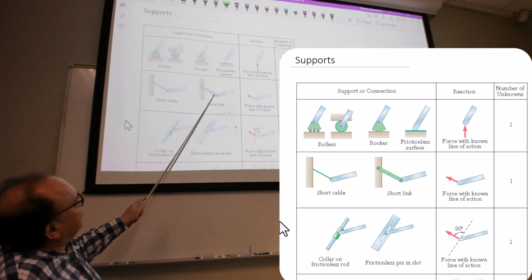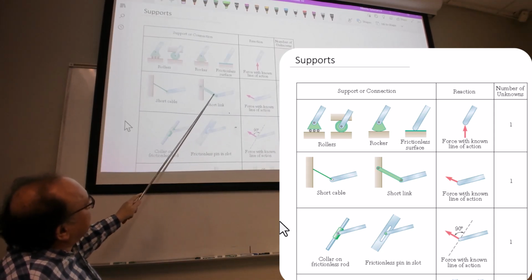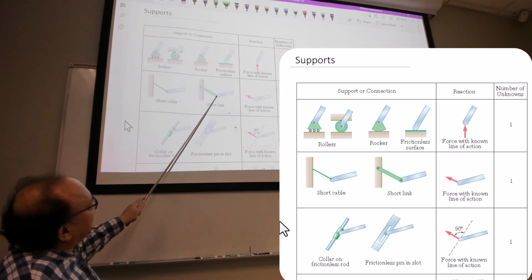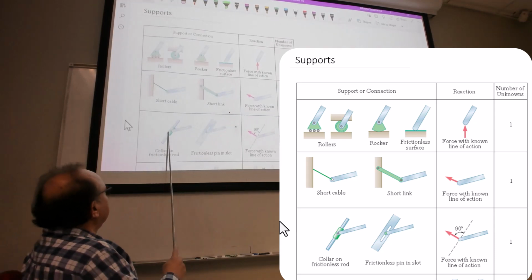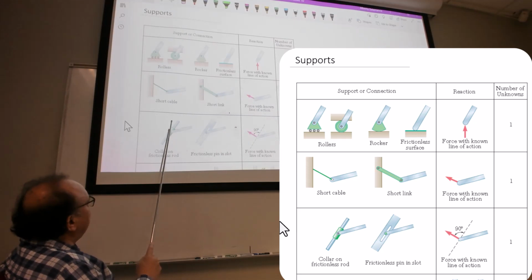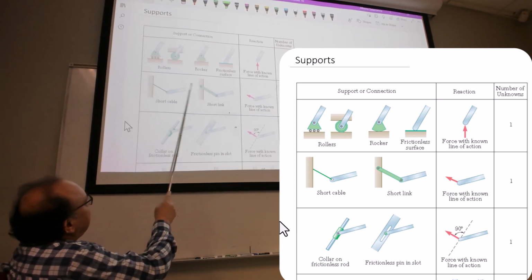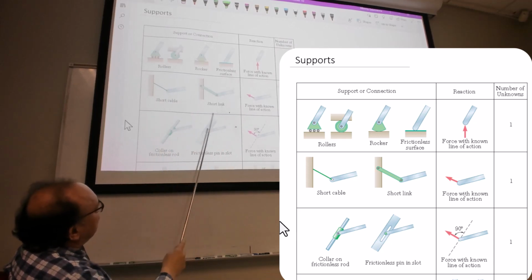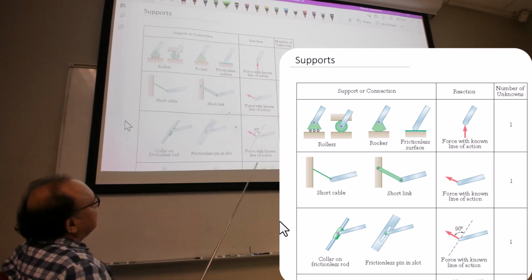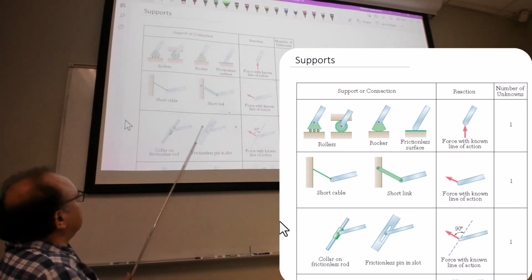And same for this short link. There will be a force in the direction of the link. This link applies a force here in the direction of the link, like it's showing here. This is another case of one force of known direction. In all these cases, you should know the geometry of your structure, so you will know the angle of this force. The direction is known. You just need to find the magnitude. Same thing in this case.